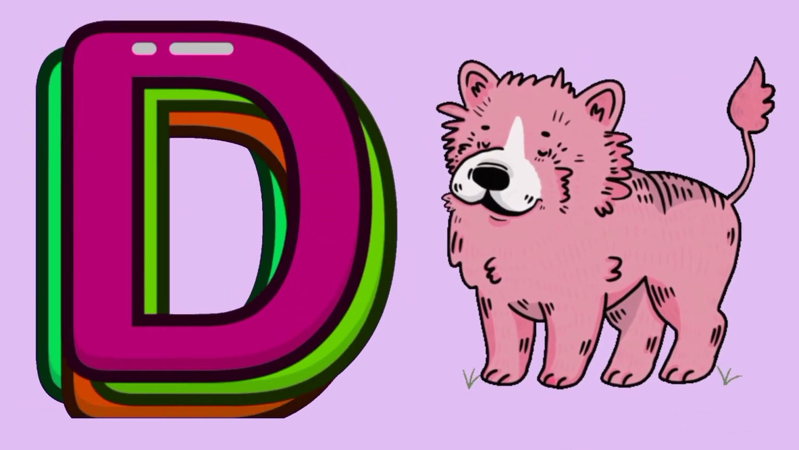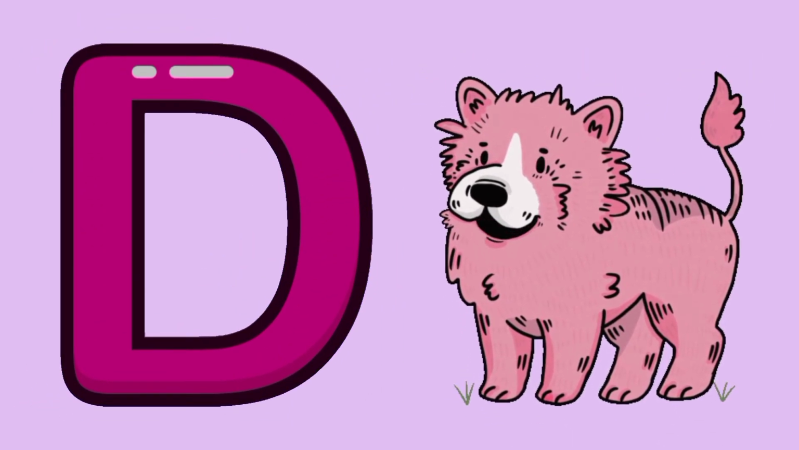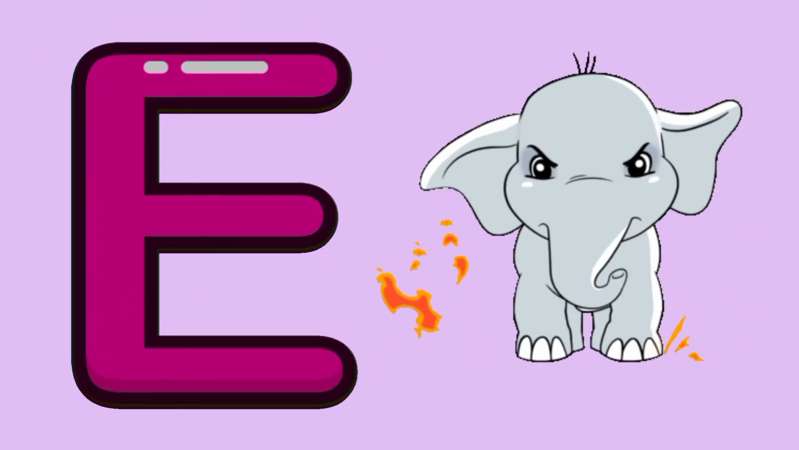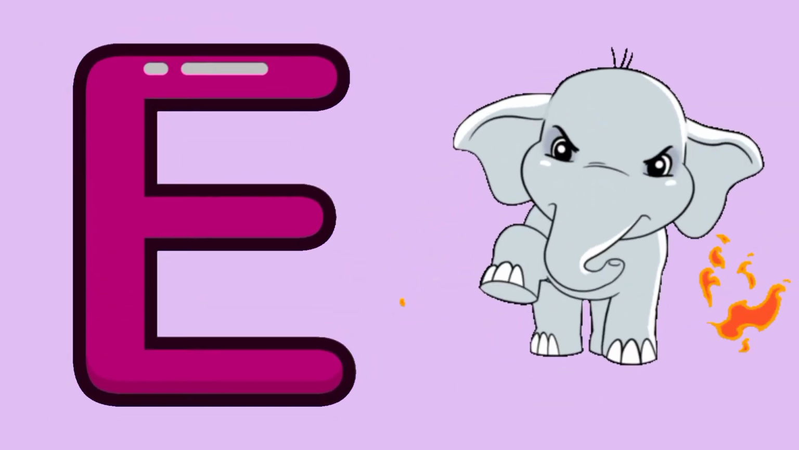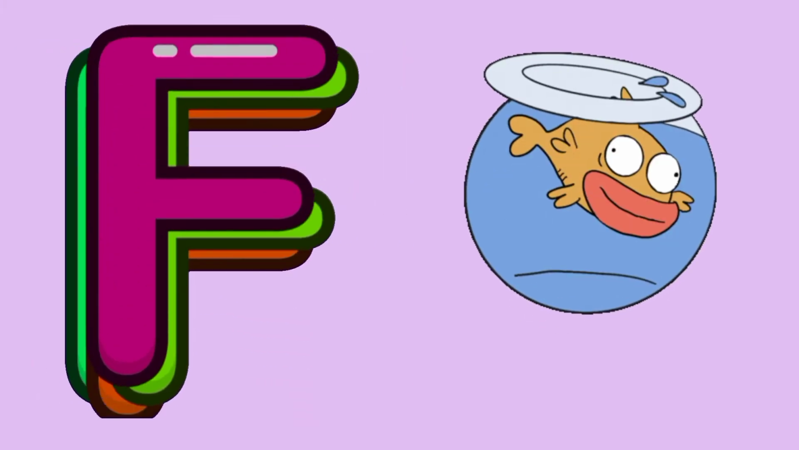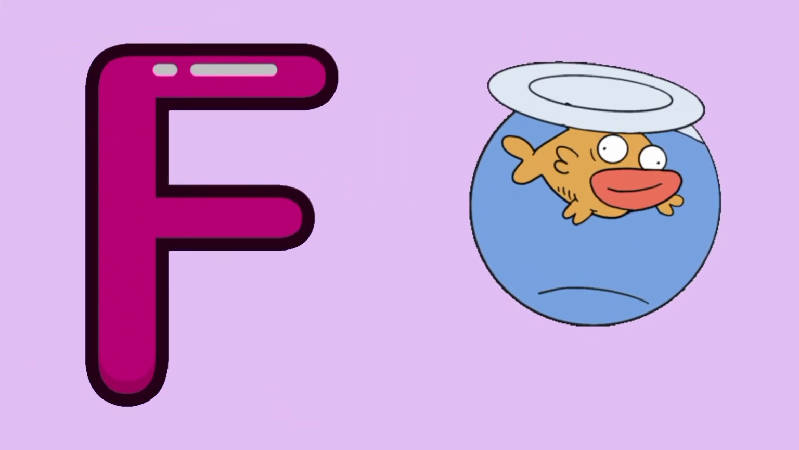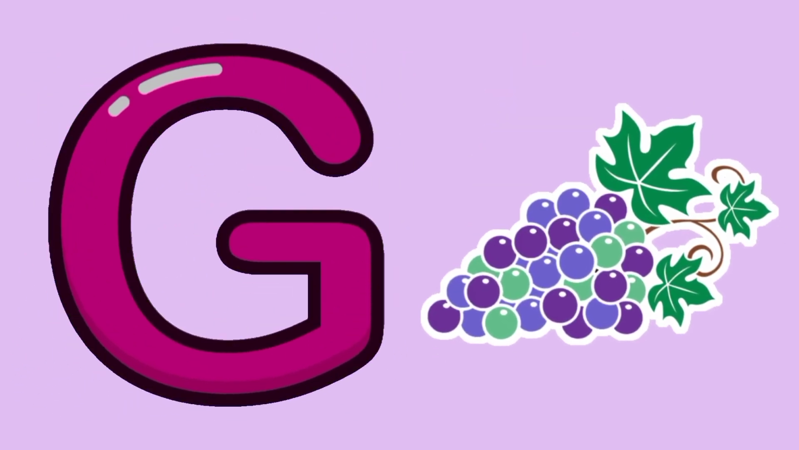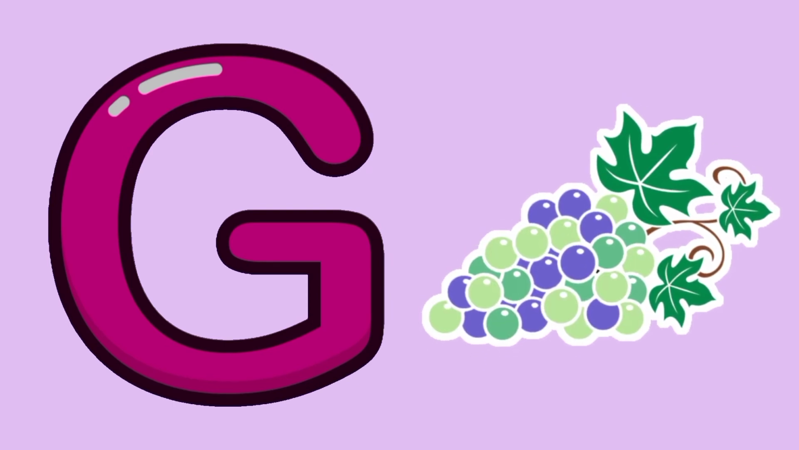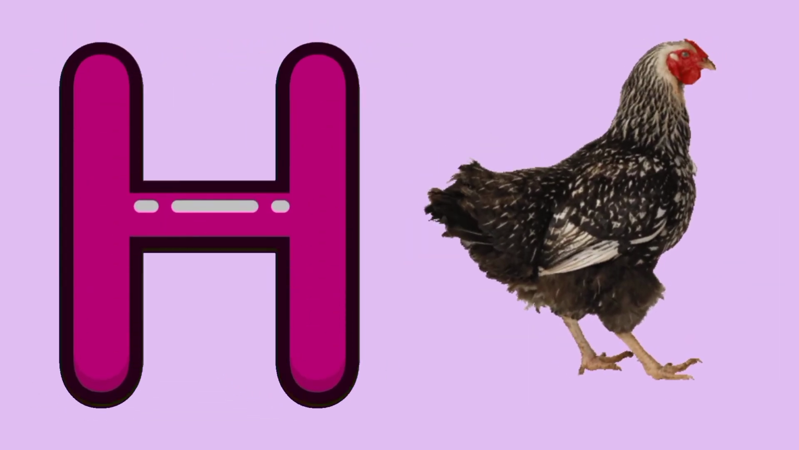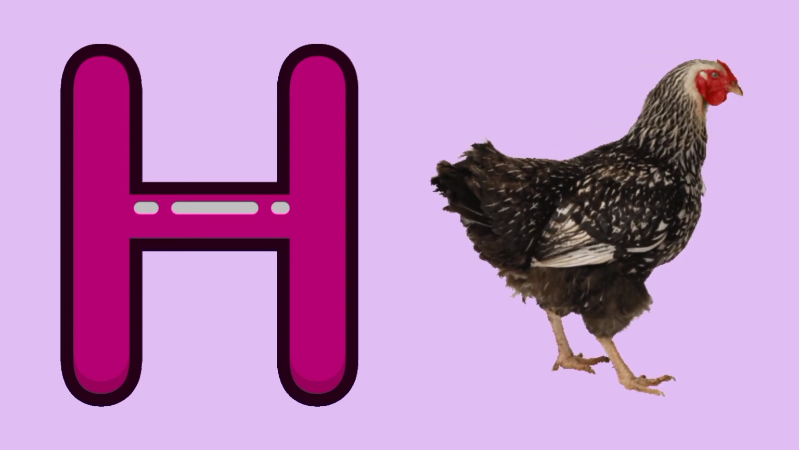C for Cat. D for Dog. E for Elephant. F for Fish. G for Grapes. H for Hen.